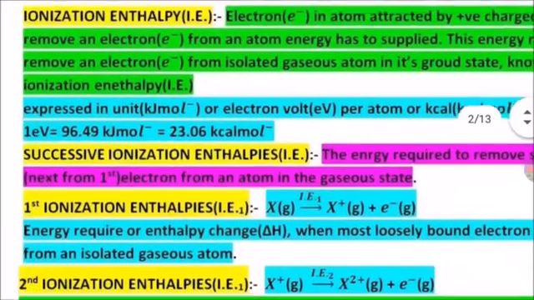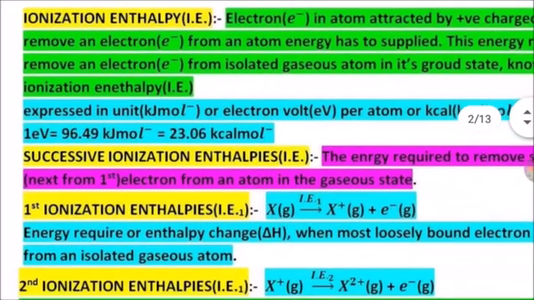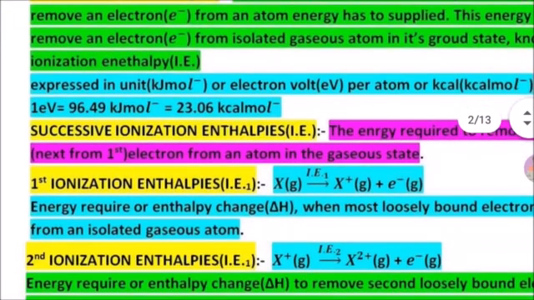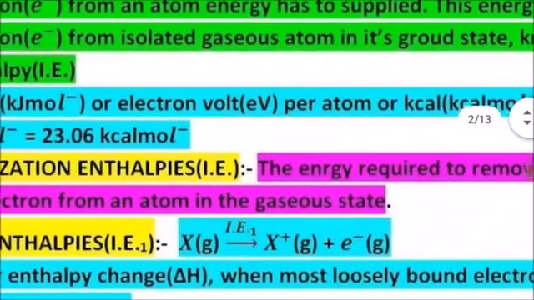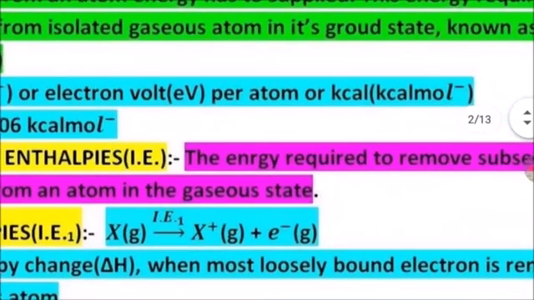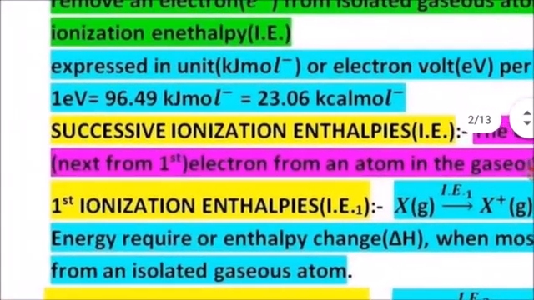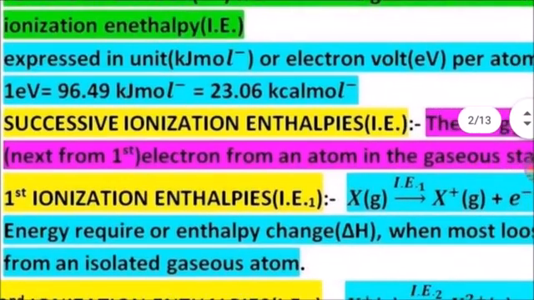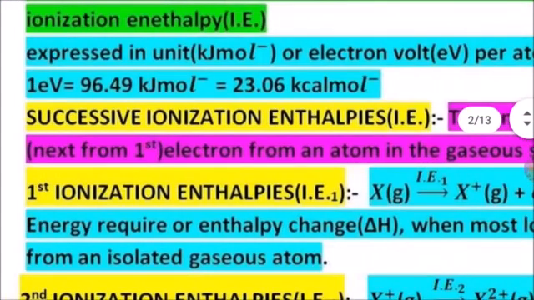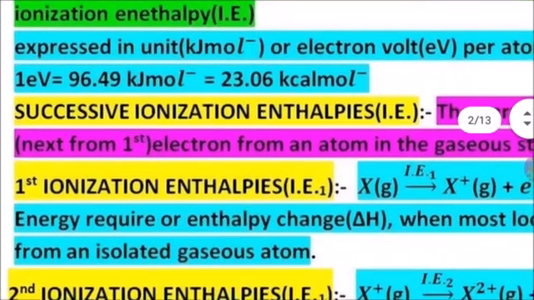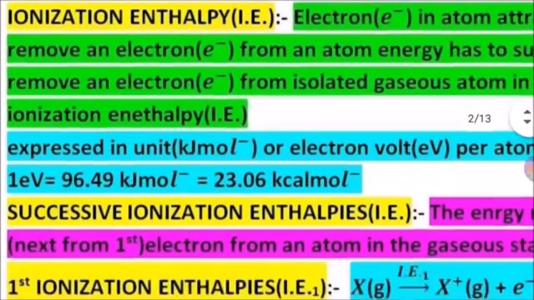So, the energy required to remove the electron is known as ionization enthalpy, in a simple way. It is expressed in the units kilojoule per mole, electron volt per atom, or kilocalorie per mole. One electron volt is equal to 96.49 kilojoule per mole, or equal to 23.06 kilocalorie per mole. So these are the units used to calculate the ionization enthalpy.